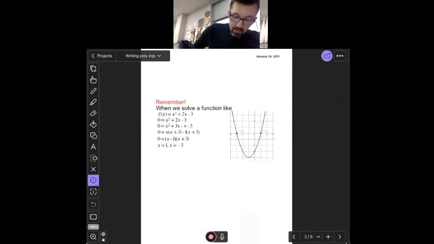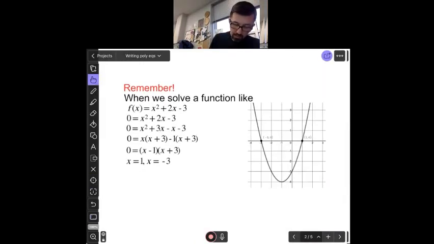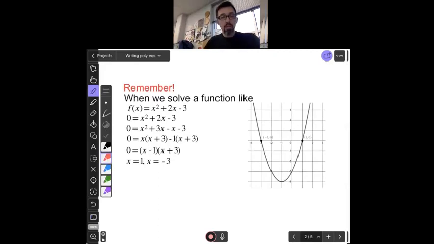All right, you guys do not need to write this down. I want you to just pay attention. Do not write this down, just pay attention. We spent a bunch of time talking about solving quadratics last semester.